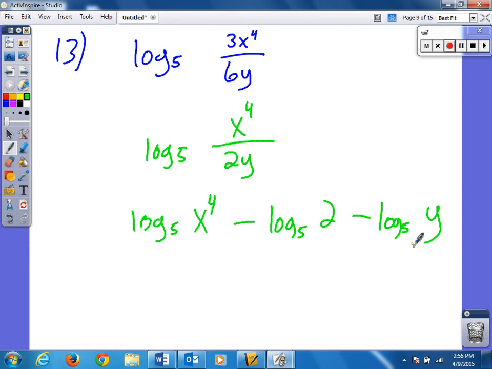There's one more thing we can do, and that's going to be to take this x to the 4th and get rid of that 4th and put it out front. So we have 4 times the log base 5 of x. And that is the fully expanded form.